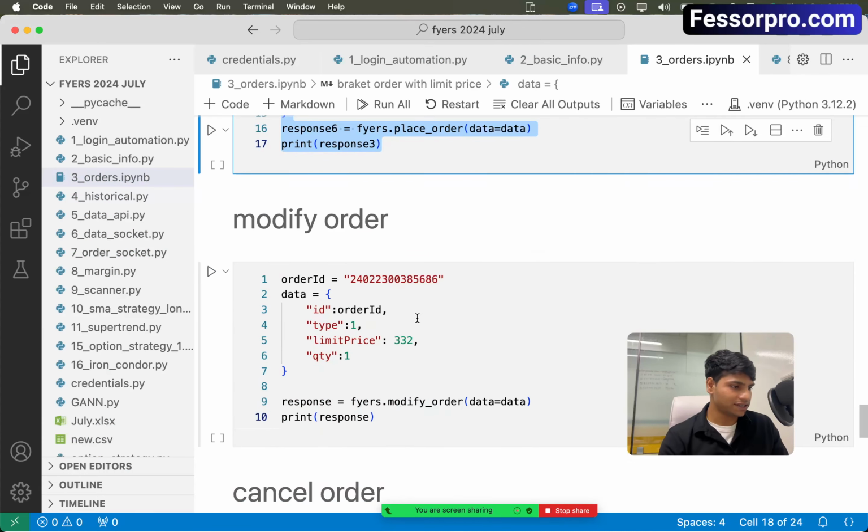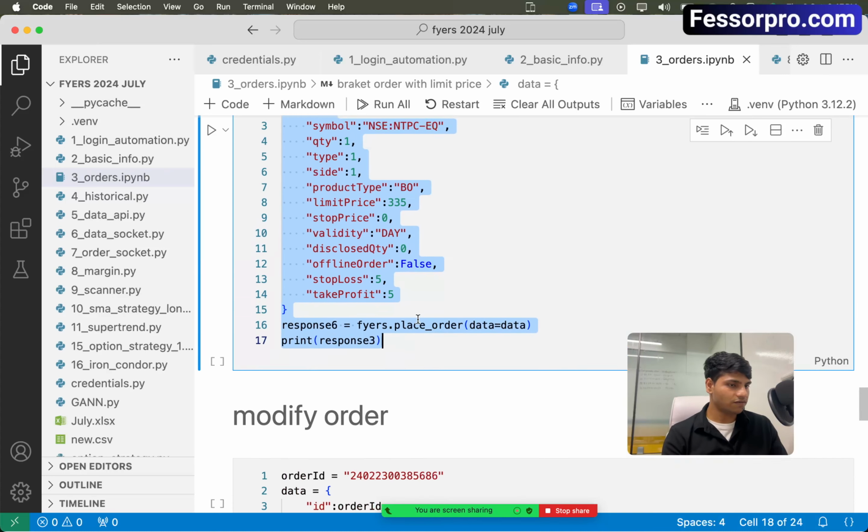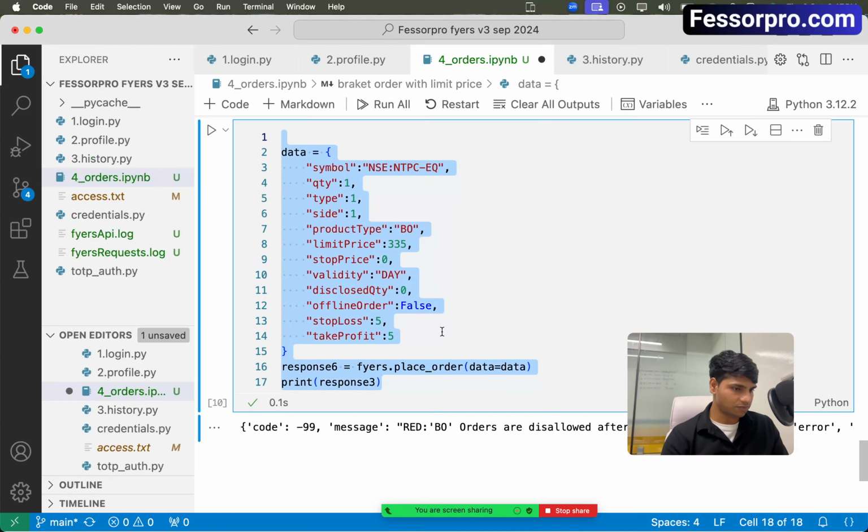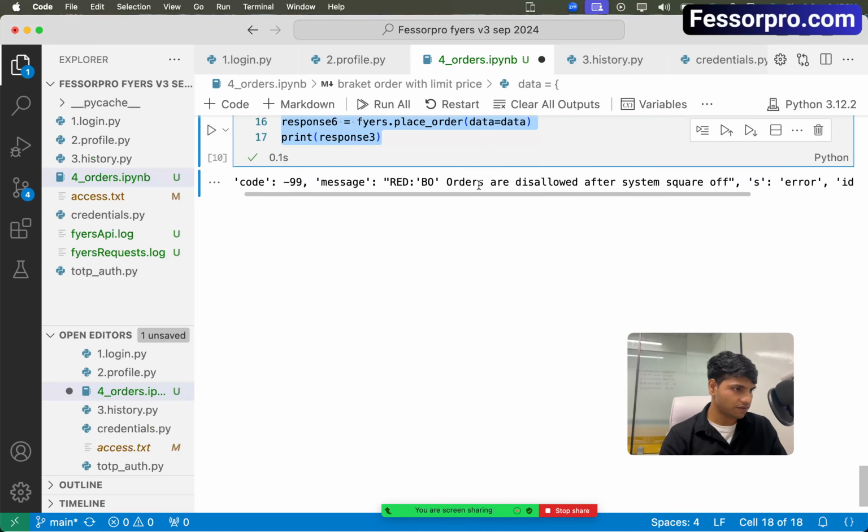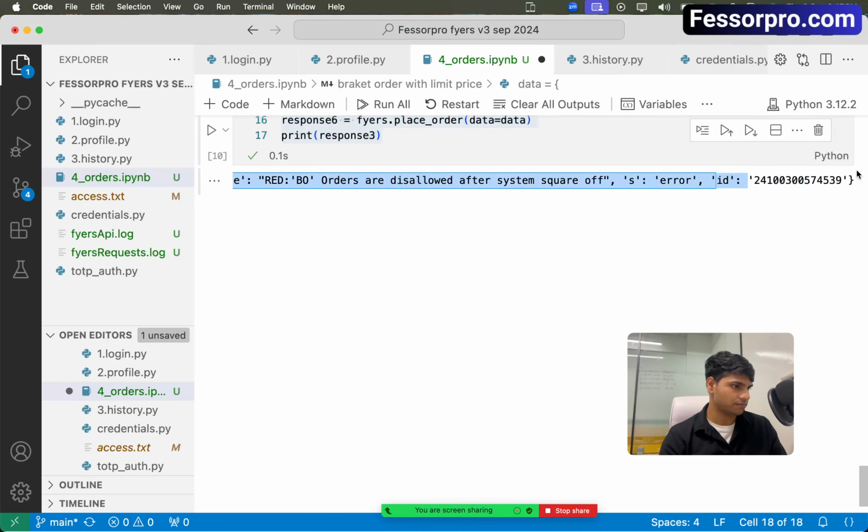Now let's say you have placed an order and you want to modify that order. Whenever you place any order, if you look at the response, if I read this response, even in this response they are giving me an ID. So whenever you place any order, each order has a unique ID. Whether it gets filled, whether it gets cancelled, whatever happens with the order, there is always a unique ID. Now this unique ID you can use to cancel or modify that order.